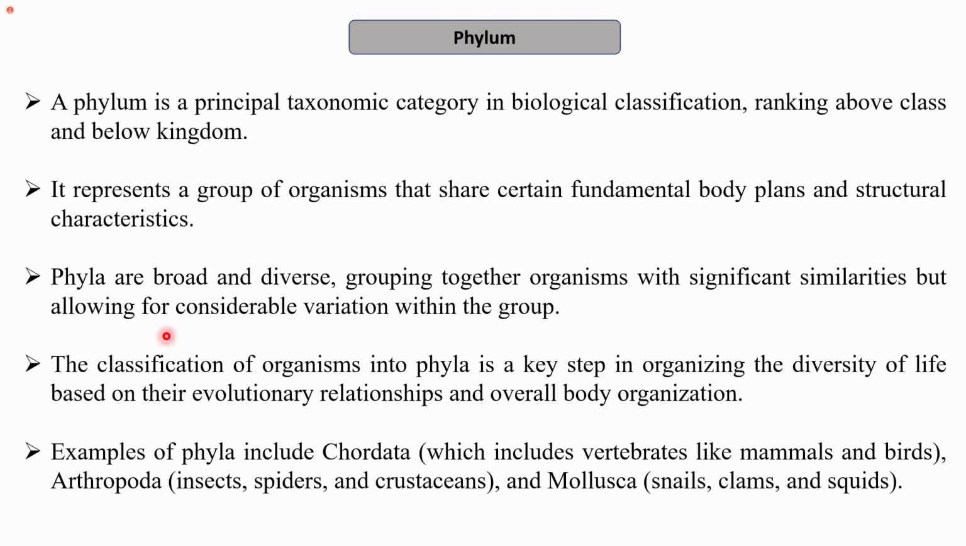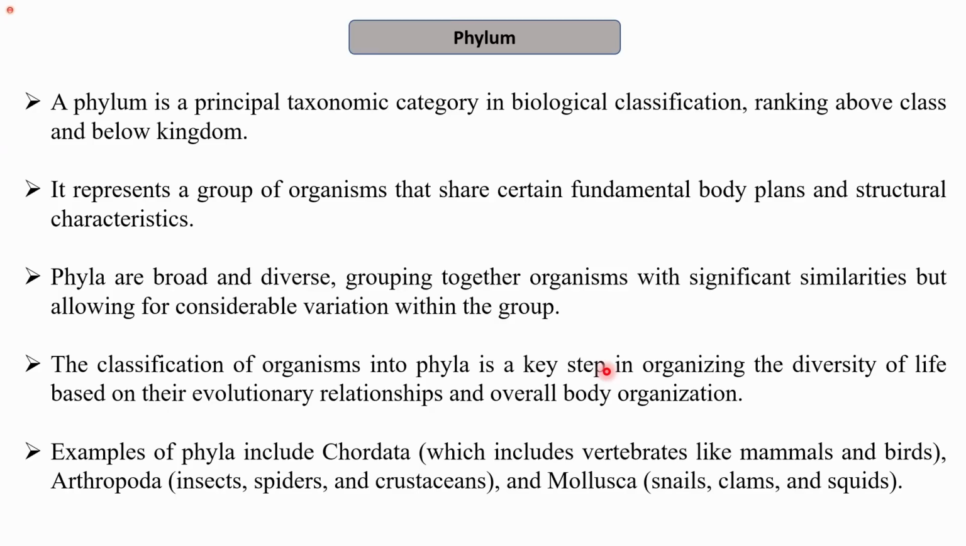The classification of organisms into phyla is a key step in organizing the diversity of life, which is based on their evolutionary relationship and overall body organization. The most important thing to remember is the hierarchy of the taxonomic categories, and the basis of the classification at each level.